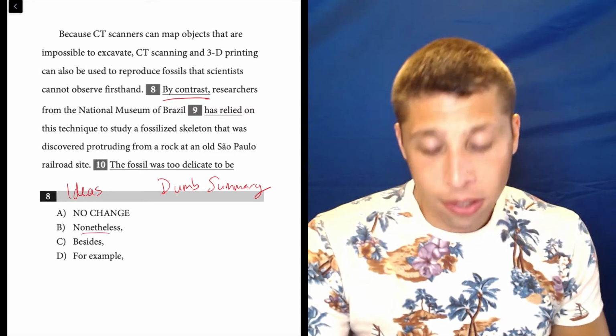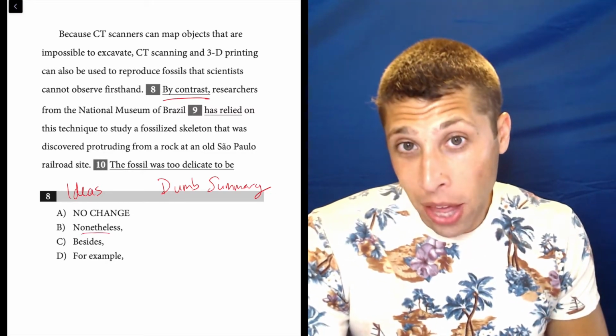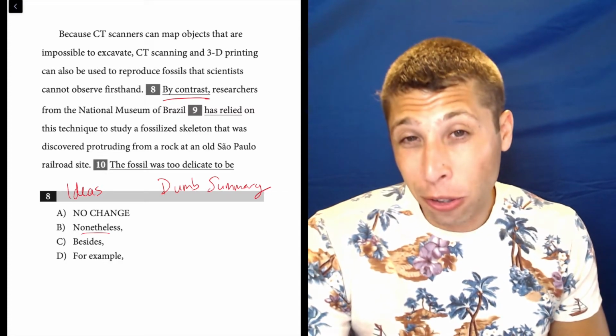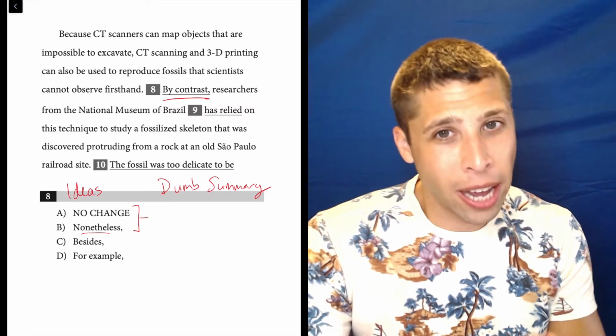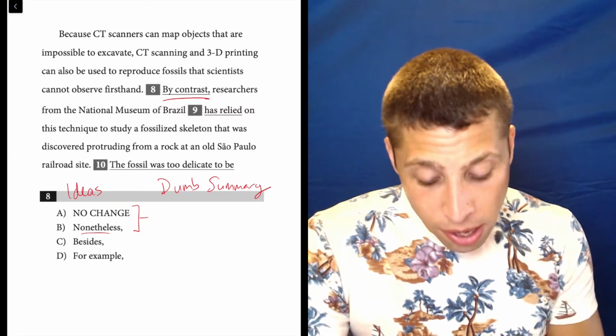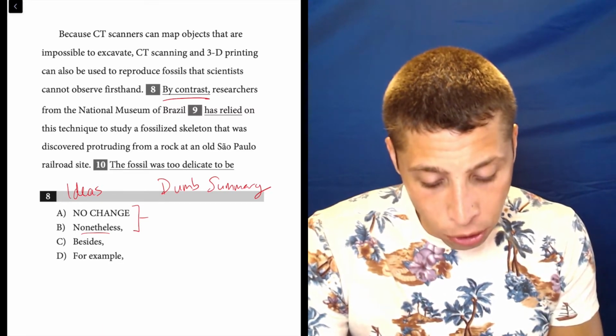So the first thing I would notice is that "by contrast," the no change option, and "nonetheless" kind of mean the same thing. In fact, you might also throw the word "besides" in there. I'm not going to, but it also has some kind of contrasty vibes. These two things, though, both mean some version of the word "but."